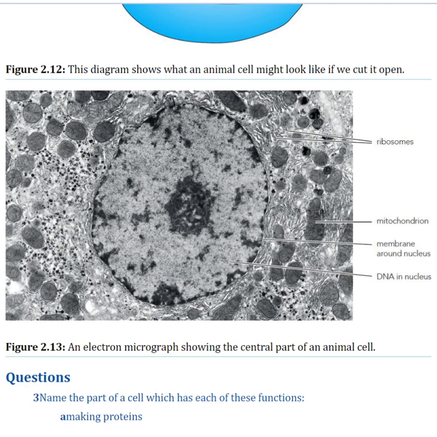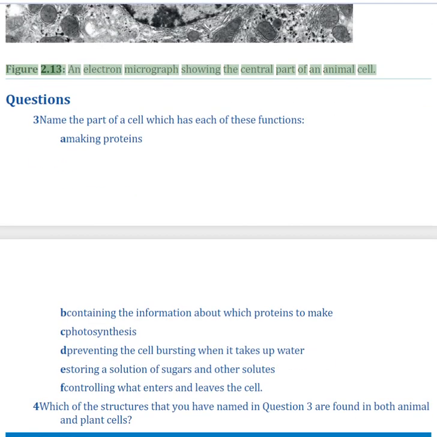Figure 2.12, this diagram shows what an animal cell might look like if we cut it open. Figure 2.13, an electron micrograph showing the central part of an animal cell.